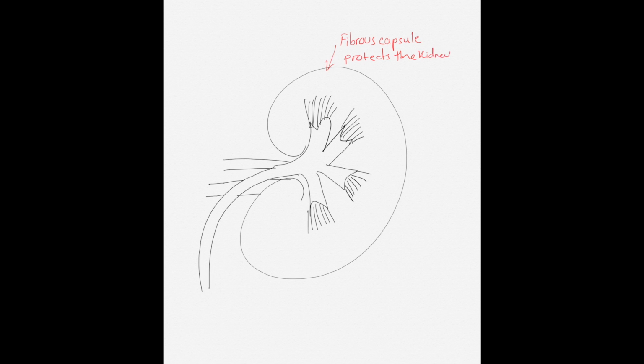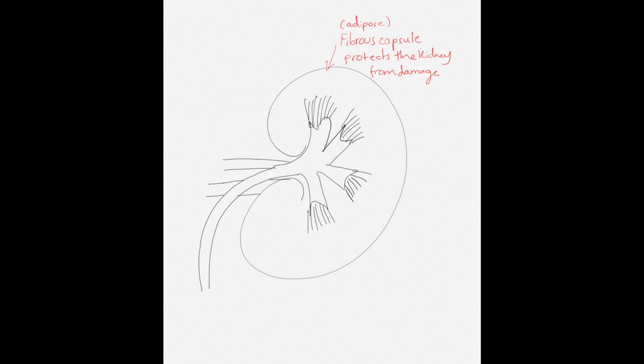Okay, and this is sometimes called a fibrous capsule, also known sometimes as an adipose capsule, because it's actually made up of a layer of fat. And adipose tissue, we know, is fatty tissue, and fatty tissue protects the kidney. So that's the capsule. That's very important.